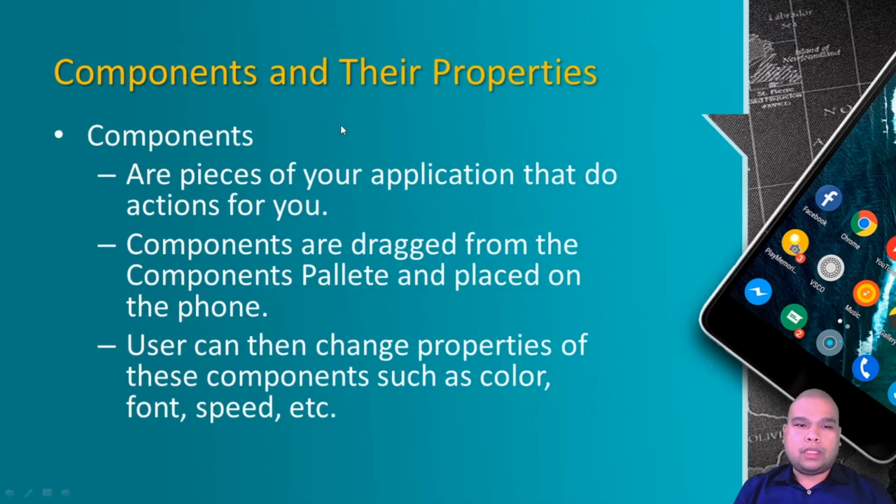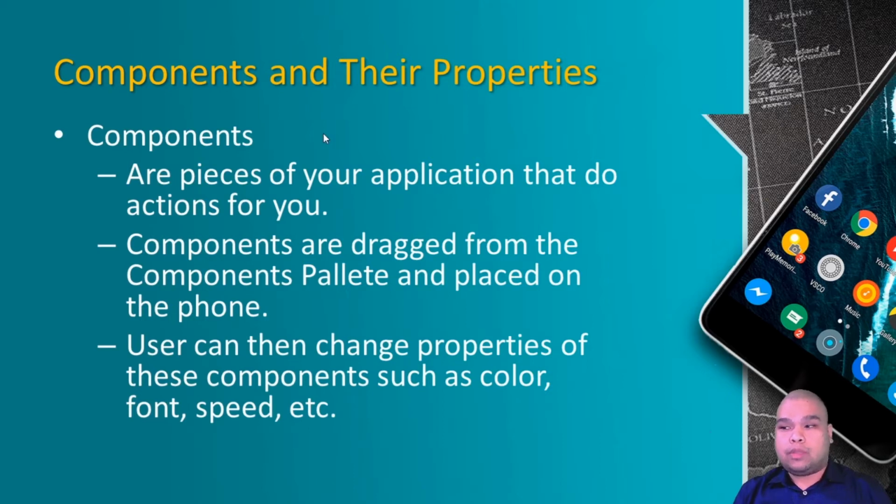So, components. So what are components? Components are pieces of your application that do actions for you. So this could be buttons, or images, or the different types of sensors that you're using for your mobile application. Basically, your mobile application is composed of different types of components that will have specific functions that the designer or the programmer intends them to do. Components are dragged from the components palette and are placed on your phone. The user can then change properties of these components such as color, font, and speed.